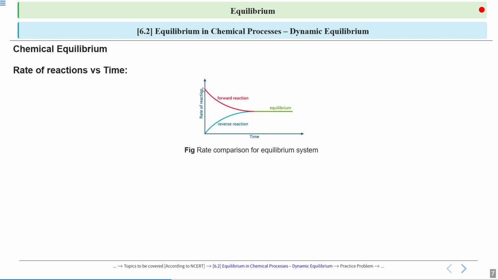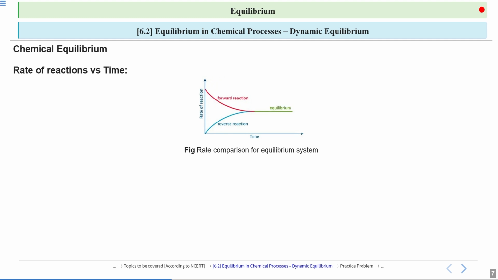Suppose this is the rate of forward reaction. It will slowly decrease, because at the start the product formation will be faster since more reactants are present. After some time it will get slower, and at a time it will become constant. Similarly, your reverse reaction will start from zero. Okay, so it will start to increase.